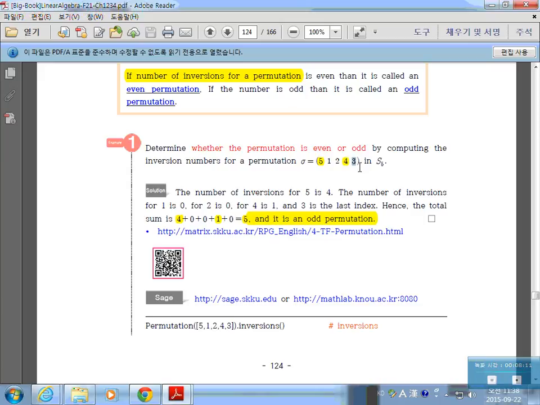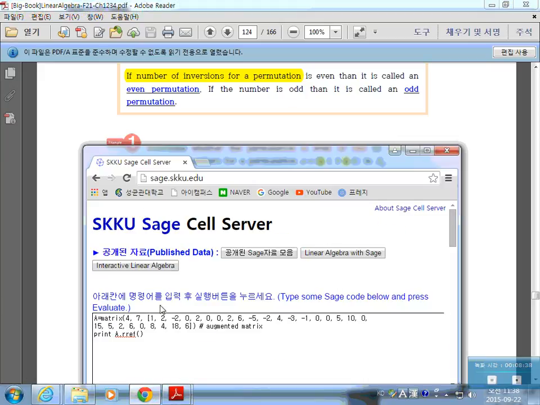For 3, there's nothing, so there's no inversion. So we have 4 inversions for 5 and 1 inversion for 4, a total of 5 inversions for the whole permutation sigma. Since 5 is an odd number, we call this sigma an odd permutation.